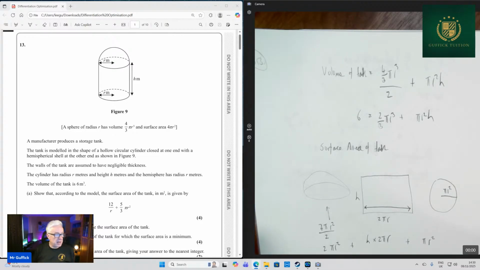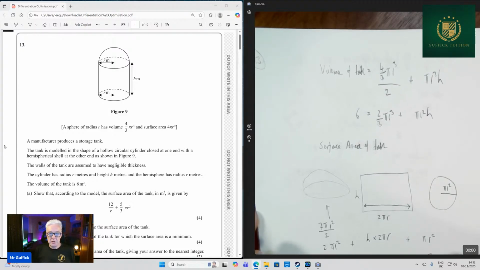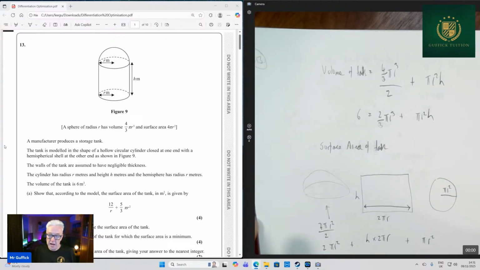Just to say thank you very much to Yesterday's Maths Exam, the resource that I'm using, because they've compiled a lot of Edexcel exam questions and exam questions in general by topic. So what we're going to look at first is differentiation optimization.